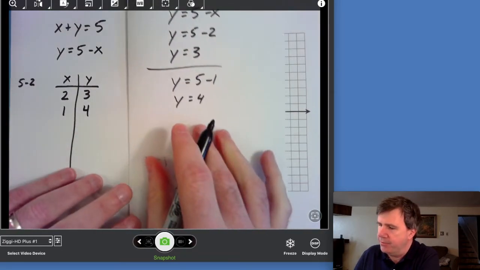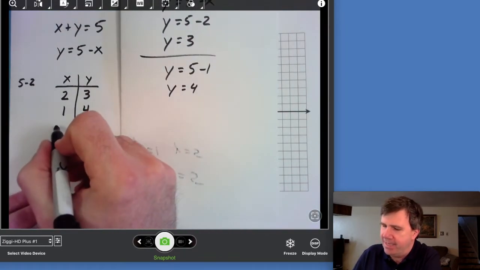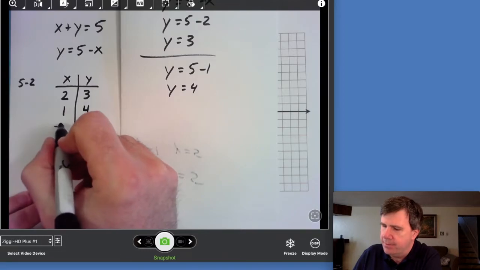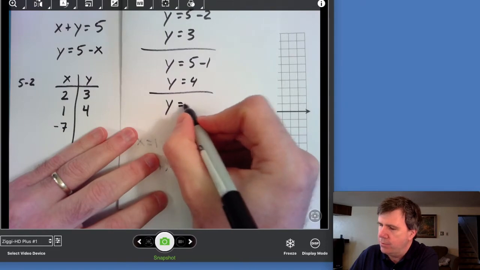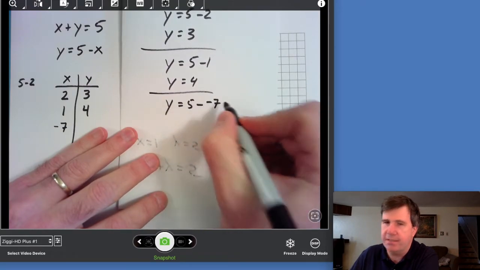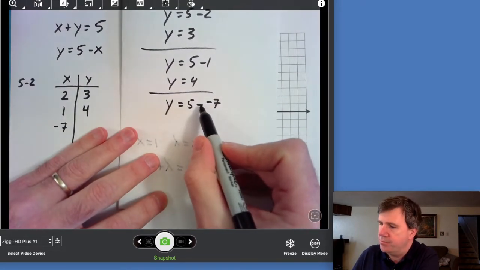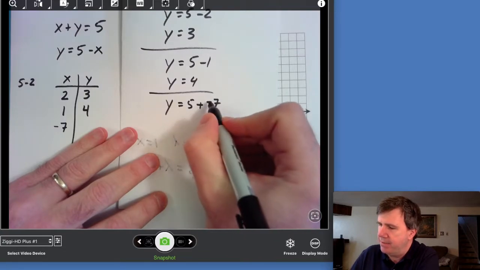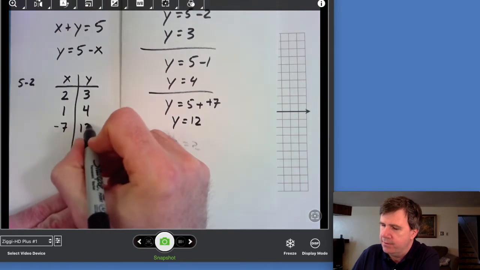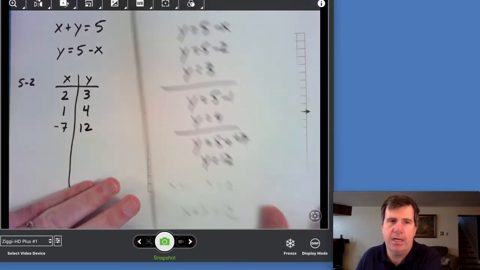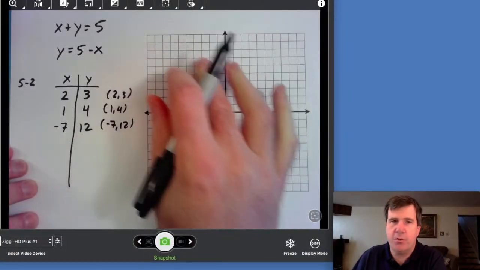And then when we had a little trickier one, like when I picked x to be negative 7, for example, we can do y equals 5 minus negative 7. And when we subtract a negative, that's the same thing as adding the opposite. So we get that y equals 12. And that's a lot simpler to be able to do. And then we just graph those points.